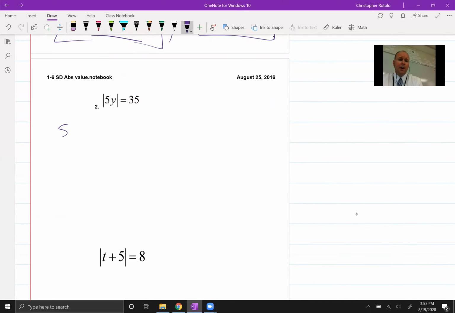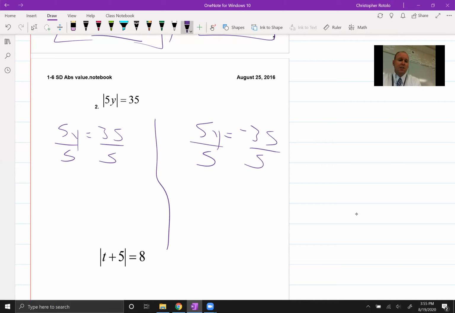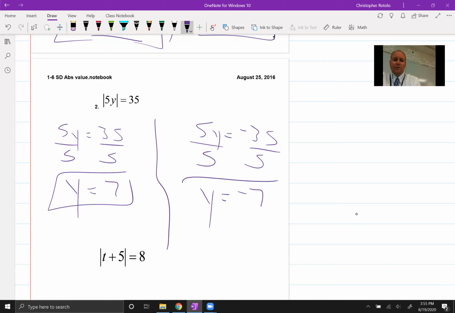All right, next one is basically the same thing. So we know it's going to be 5y equals 35 and 5y equals negative 35. Divide by 5 all over the place. Again, this is why I like to set them both up, because your steps are the same even though the result is not. Hey, that's not a 5, that's a 7. And that's not a 7, that's a negative 7.